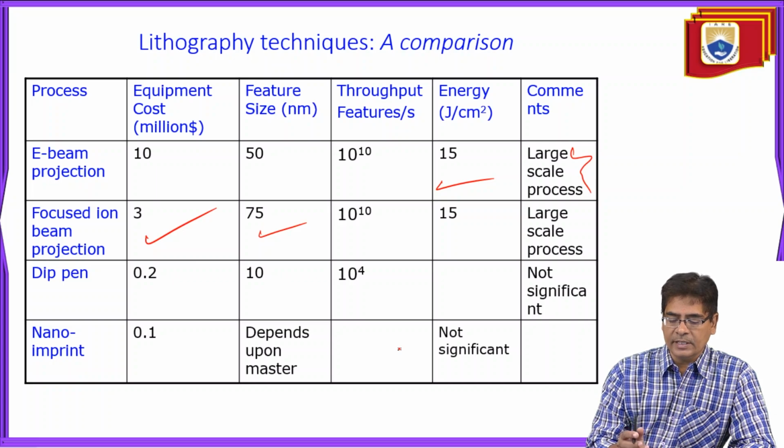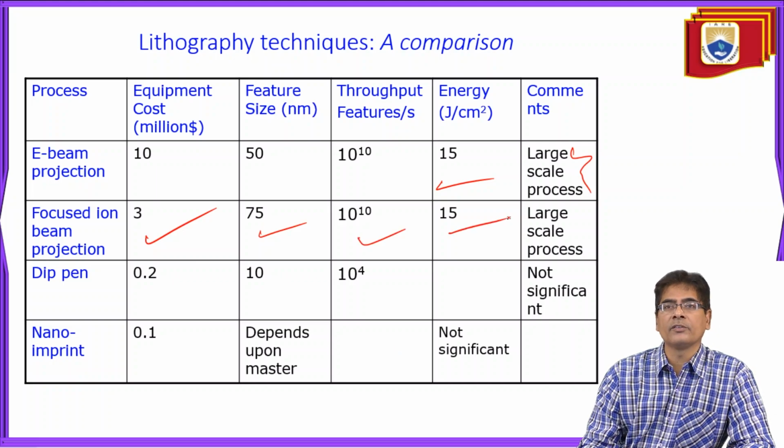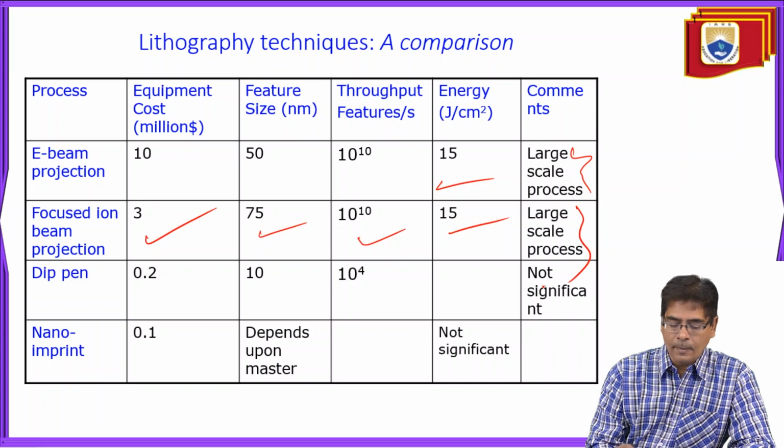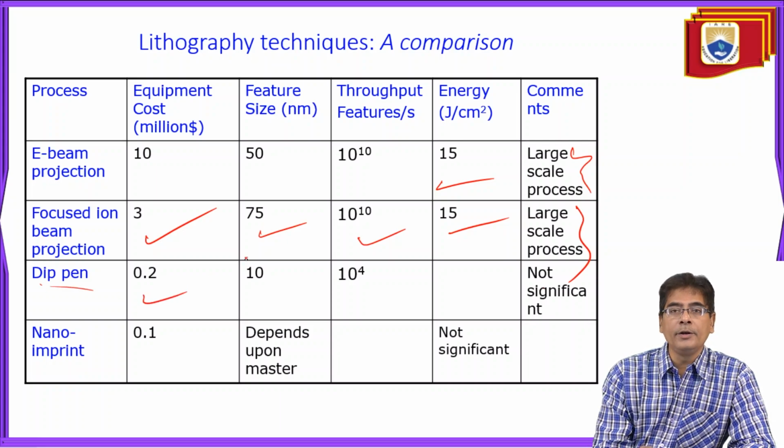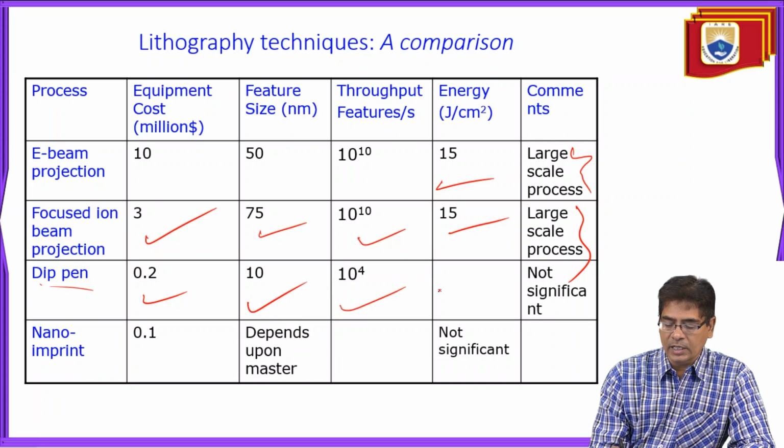and throughput features is around 10 power 10 features per second. Energy is 15 joules per centimeter square. It is a large scale process. So dip pen lithography is around $0.2 million, and we have feature size of 10 nanometers and throughput features at 10 power 4, and there are no significant comments.